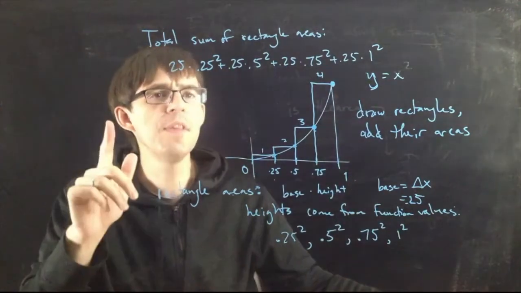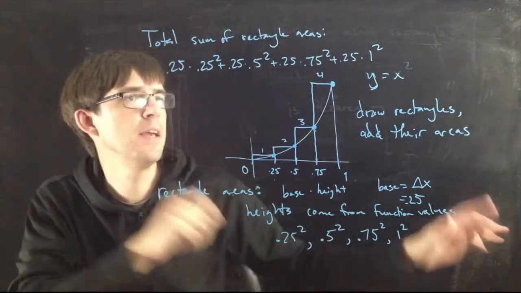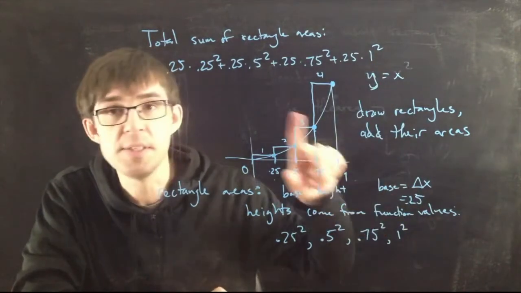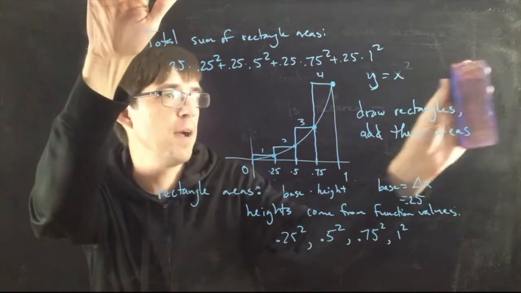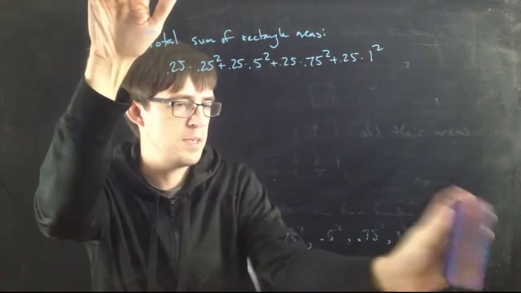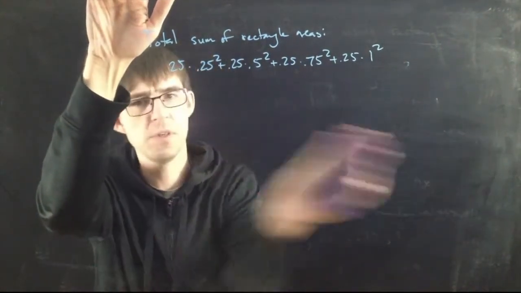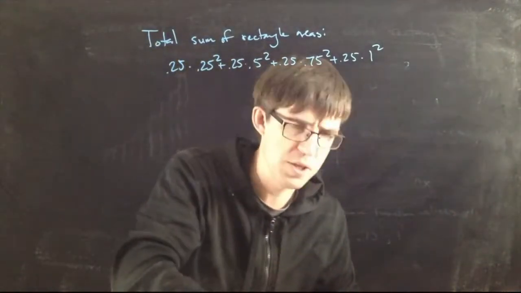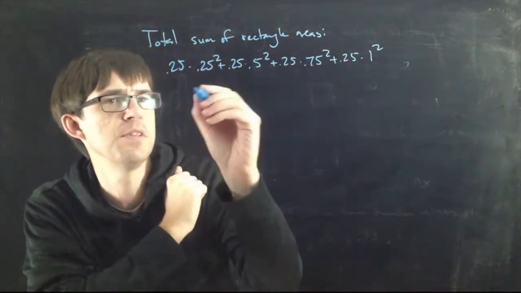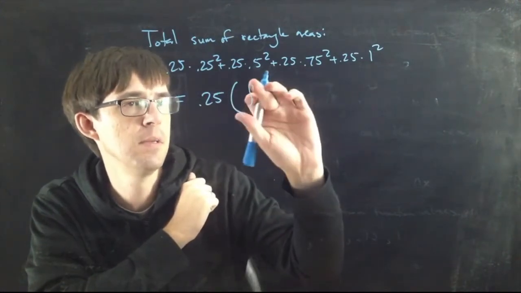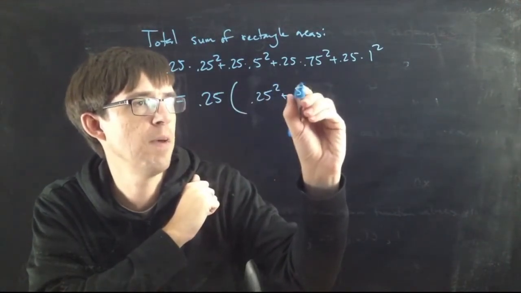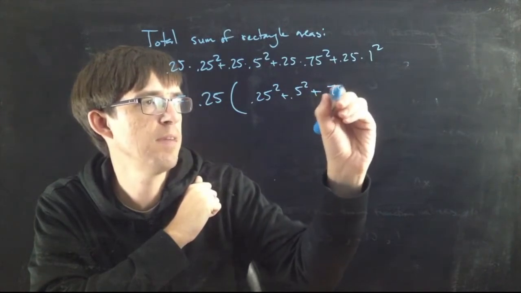All right? One thing that we can do to simplify this very slightly is, because the base is the same every time, you can factor out, in this case, the 0.25. We don't really need the picture anymore. You should still keep that picture in mind, but actually you don't really have to look at the picture to do this at all. This is the same as 0.25 times, and then I see 0.25 squared plus 0.5 squared plus 0.75 squared plus 1 squared.